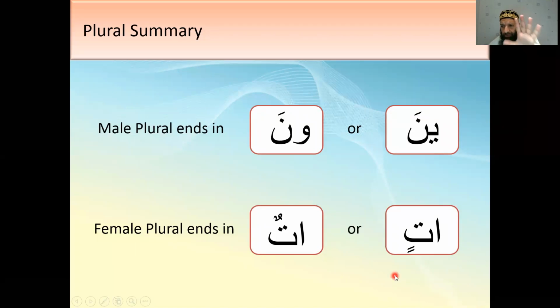And these work for certain plurals. Not all plurals will have this. They're broken plurals and they don't have this rule. They have their own rules.